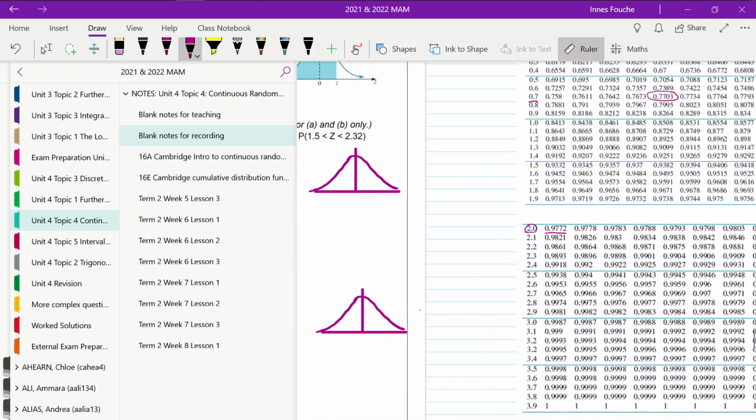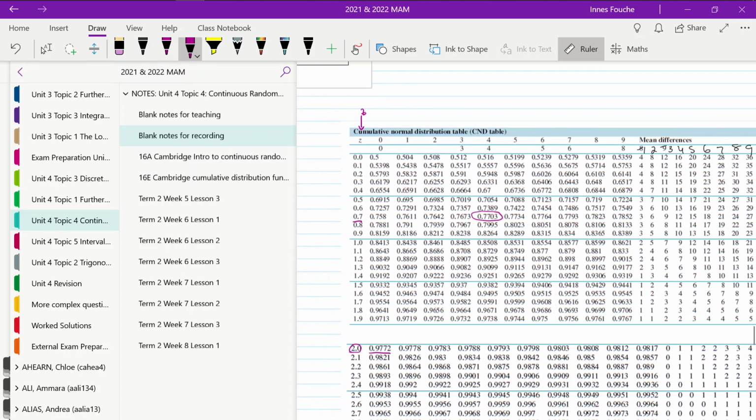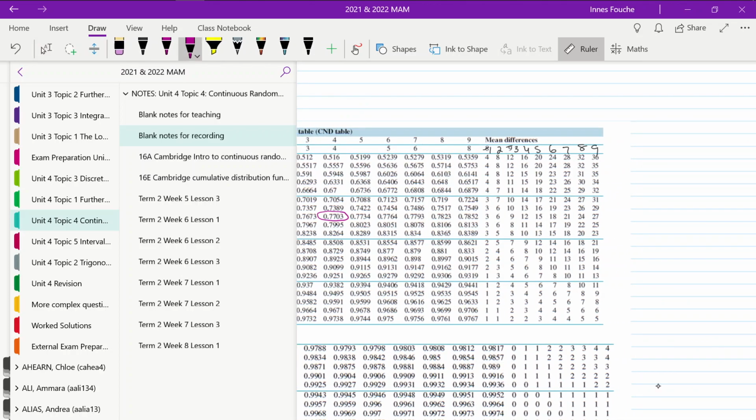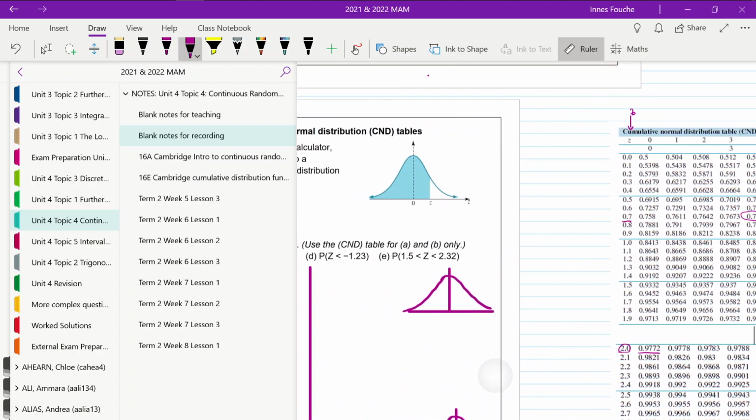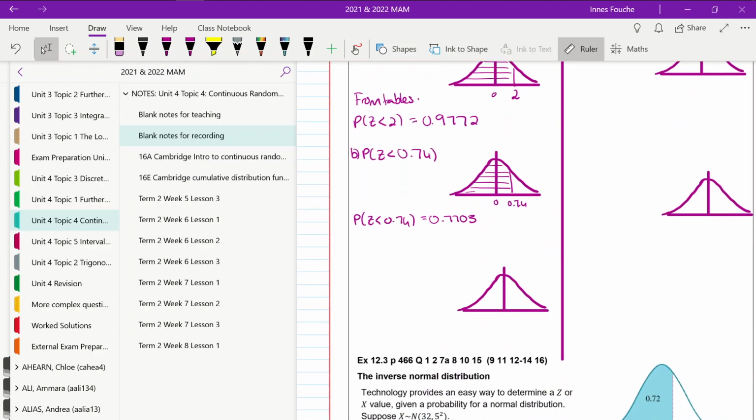0.7703. If there are more decimal places, you'll see a bunch of columns called mean differences, and in your textbook they don't have any numbers at the top. But if, for instance, it was 0.743, you would be having 0.7703 plus 9. Alright. That's how to work with those mean differences.